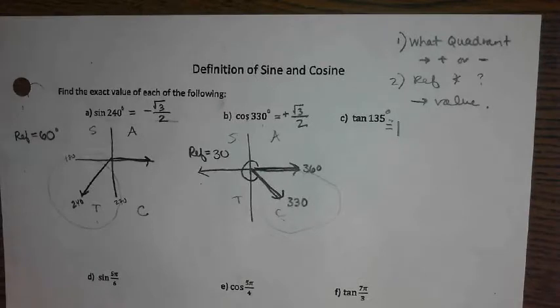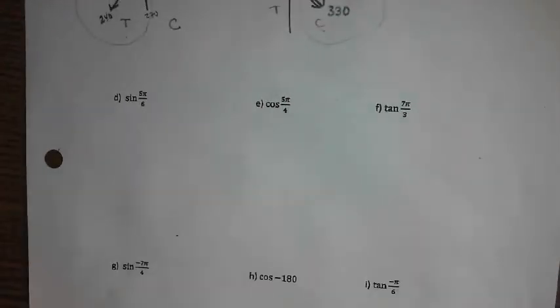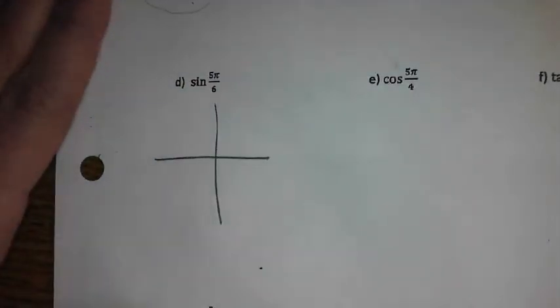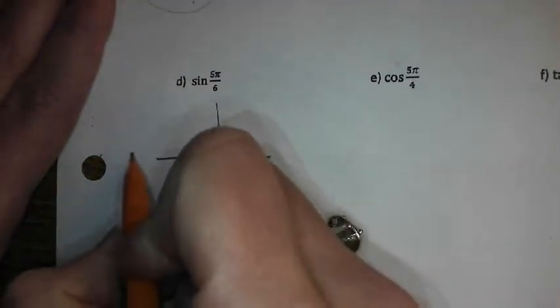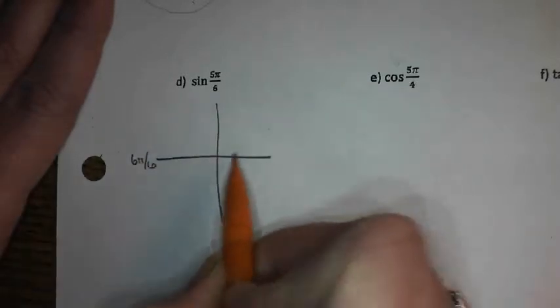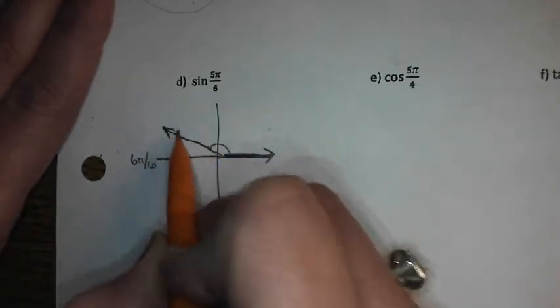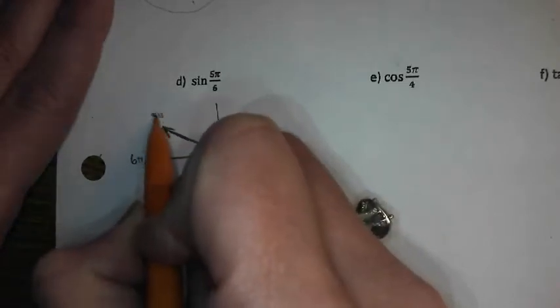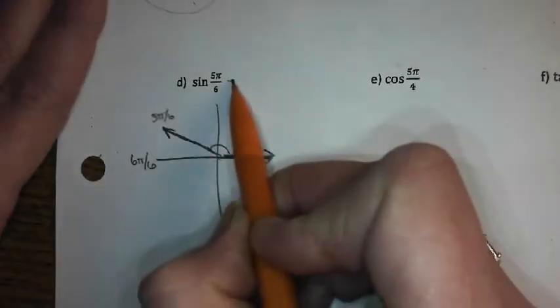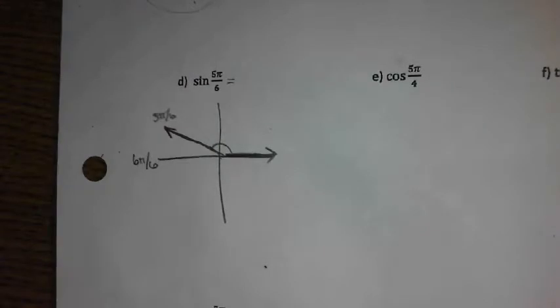Okay, so those are all degrees. Let's jump to radians. Same process. What quadrant? What quadrant's 5 pi over 6 in? The second, because here's 6 pi over 6, and we've opened this to 5 pi over 6. So positive or negative?